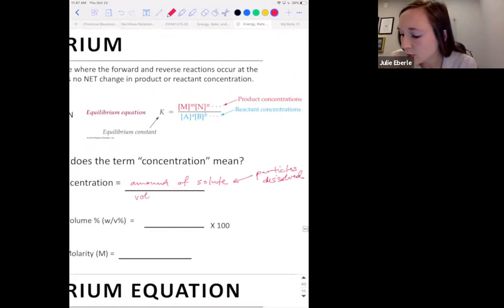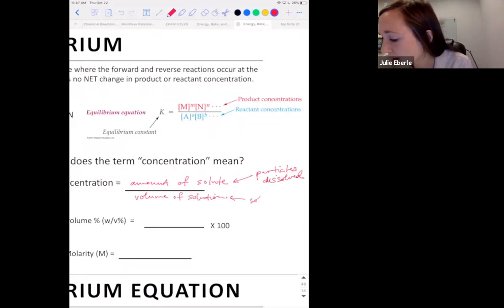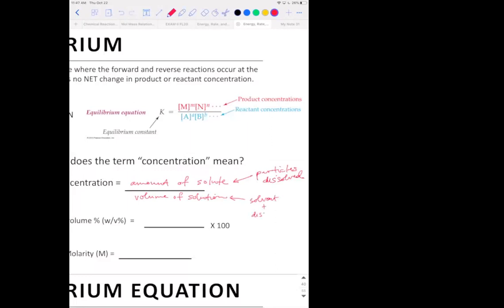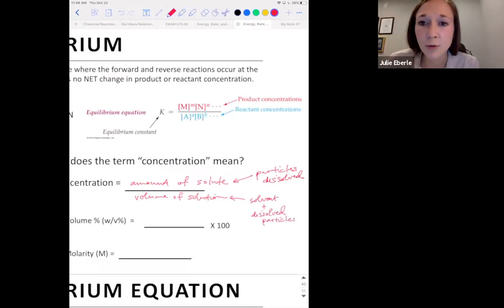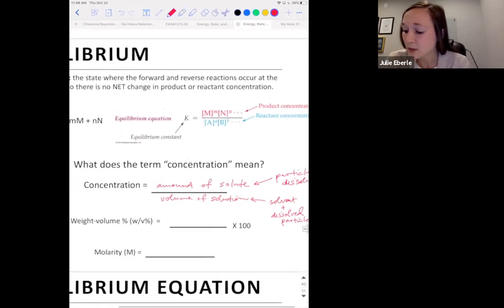Per a volume of solution, on the bottom. The solution is both the solvent plus the dissolved particles. The solution is the finished product. The solution of lemonade is the water and the Country Time powder. So anyways, that's what the concentration means.